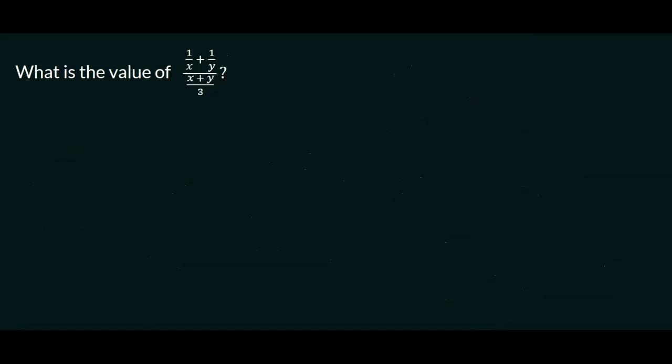Now the final example we have here is 1 over x plus 1 over y divided by x plus y over 3. So we're going to first of all simplify the numerator. We're going to solve the fraction in the numerator, 1 over x plus 1 over y. We're going to use our cross product method. This is going to give us y plus x over xy.